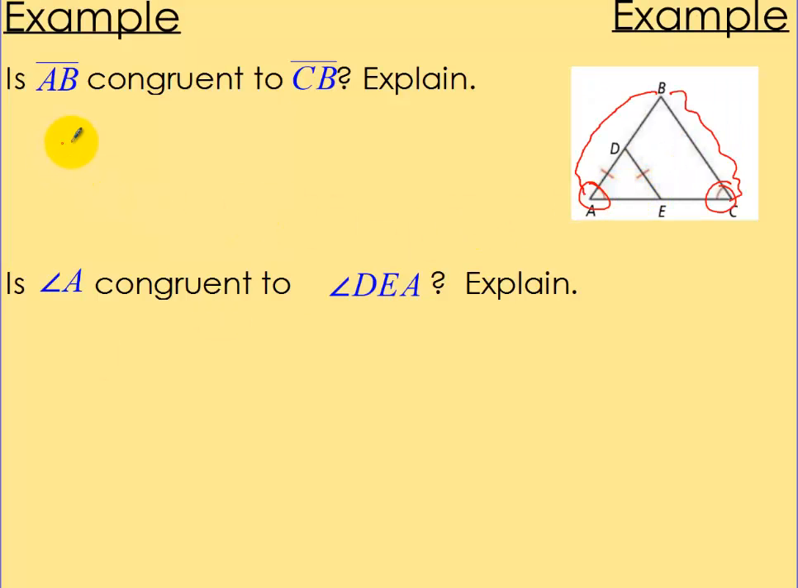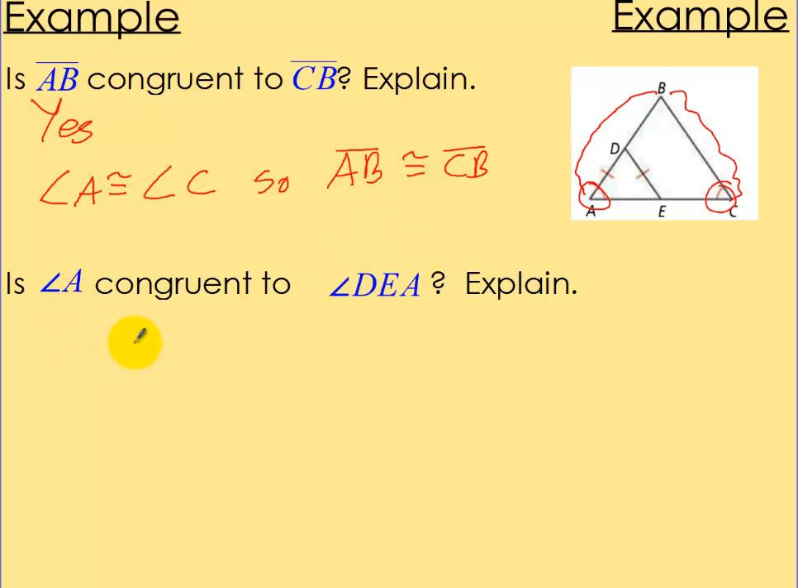So going back to this, is AB congruent to BC? We say yes. Why? Because angle A is congruent to angle C, so then AB has to be congruent to CB because of the theorem.